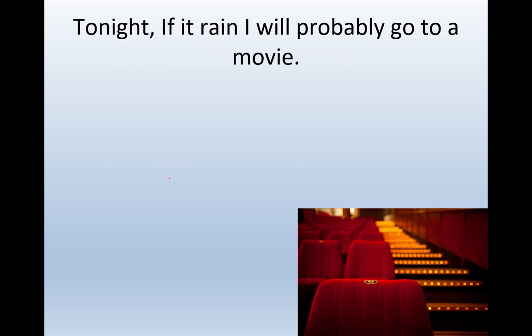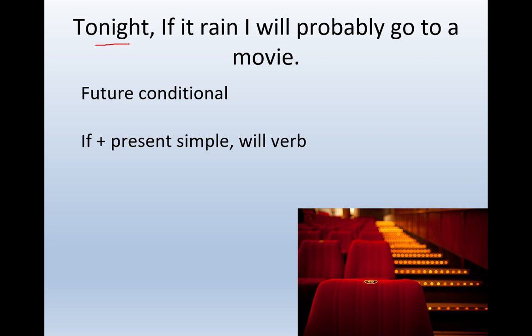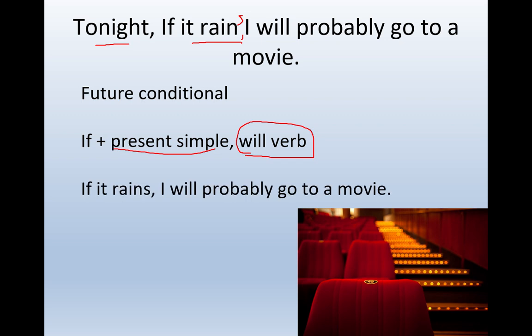Tonight, if it rains, I will probably go to a movie. This is talking about tonight, so that's a future conditional. And for future conditional, we use if plus the present simple and then some future verb tense in the main part of the sentence. If I look here at the top, now it is my subject, so I need if it rains, and then I'll put a comma there. And then I've got that sentence fixed. If it rains, I will probably go to a movie.